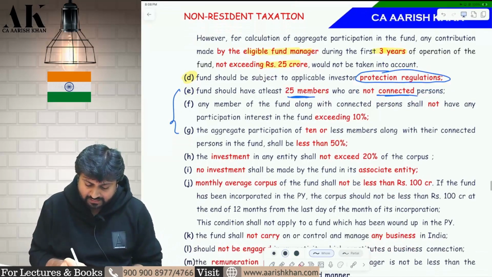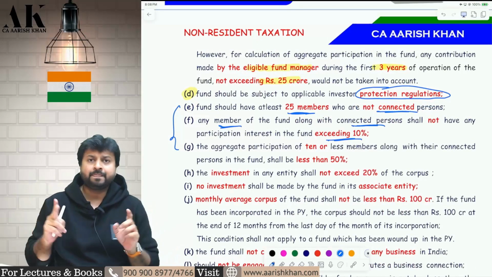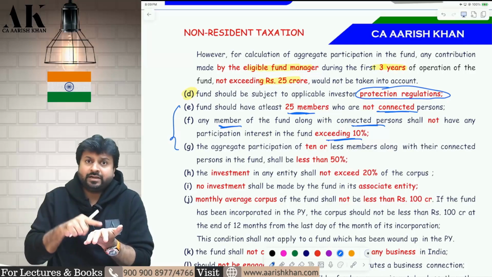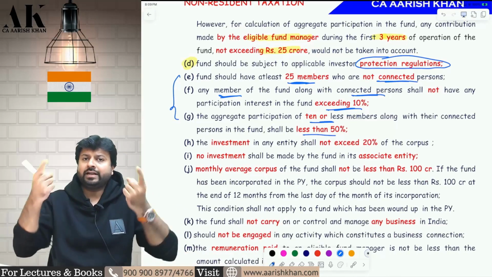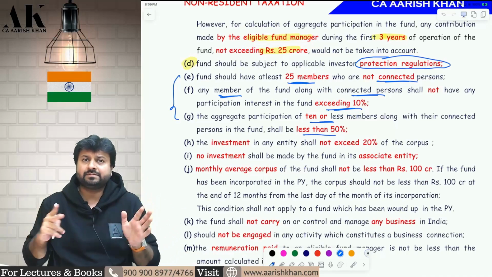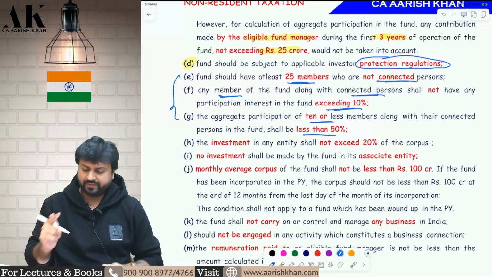Any member along with the connected person should not hold more than 10%. Also, 10 or fewer members should not hold more than 50%. It should be less than 50%. So 10 members along with their connected members should not hold 50% or more. It should be less than 50%.